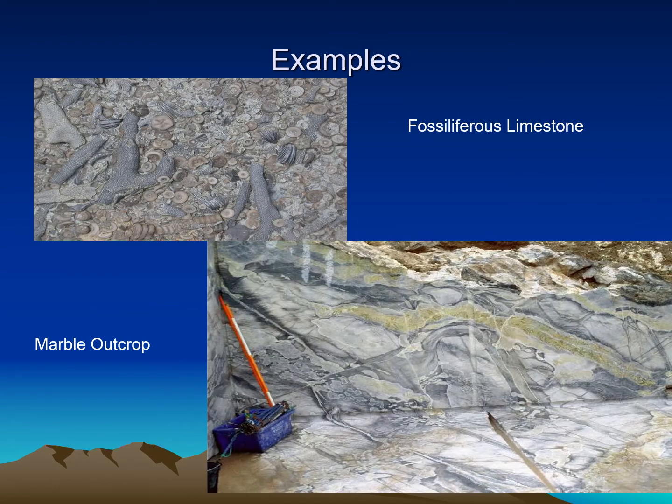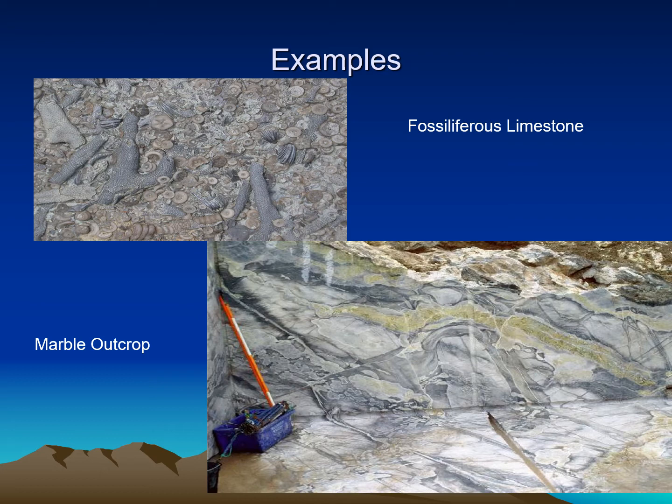Here we are looking at a fossiliferous limestone on the left, and then a marble outcrop there on the right. So that limestone is really cool. You see a lot of fossils there. You see the things that look kind of like dog bones. Those are bryozoans. And then you see some brachiopod shells.